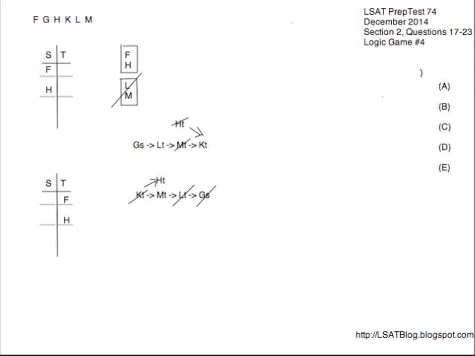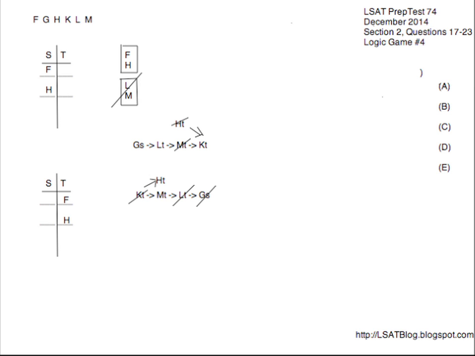Hey guys, in this video I'm going to explain the fourth logic game of LSAT Prep Test 74, which is the December 2014 LSAT. This game is a grouping game, specifically I would call it a splitting game, where we are assigning the variables to one of two categories, both of which are present. Of course, in this game, some of the variables can also be out.